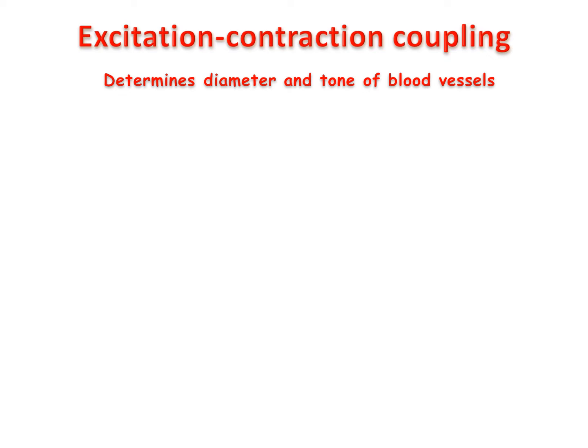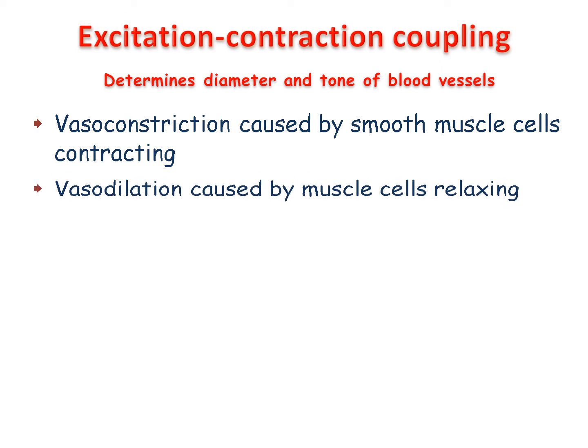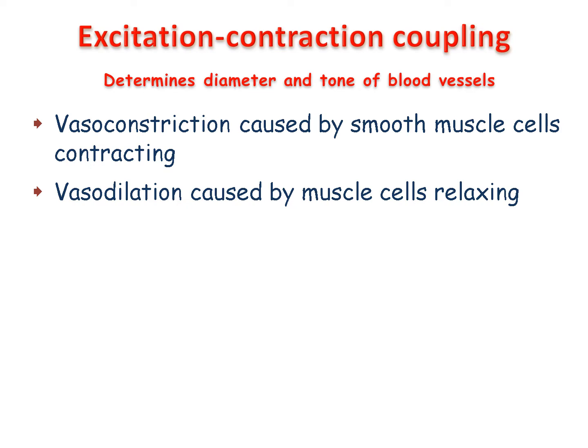You will see how vasoconstriction, or narrowing of blood vessels, is brought about by smooth muscle cells contracting, and how vasodilation results from smooth muscle cells relaxing. We will cover the mechanisms that lead to smooth muscle contraction and relaxation.